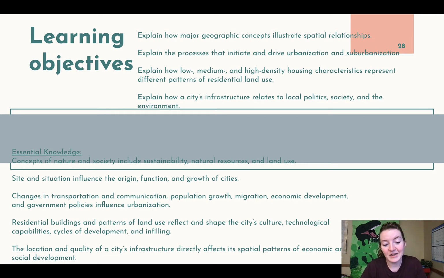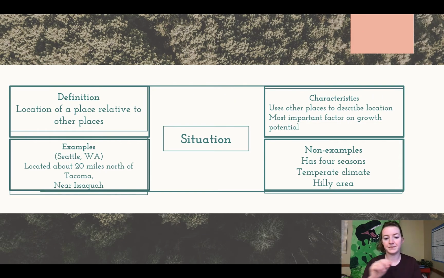Residential buildings and patterns of land use reflect the shape of the city's culture, technological capabilities, and cycles of development and infilling. And the location and quality of a city's infrastructure directly affects its spatial patterns of economic and social development. And I know that's a lot, but again, we've already gone over it. Okay, so just hitting what we looked at in the last video really quickly.